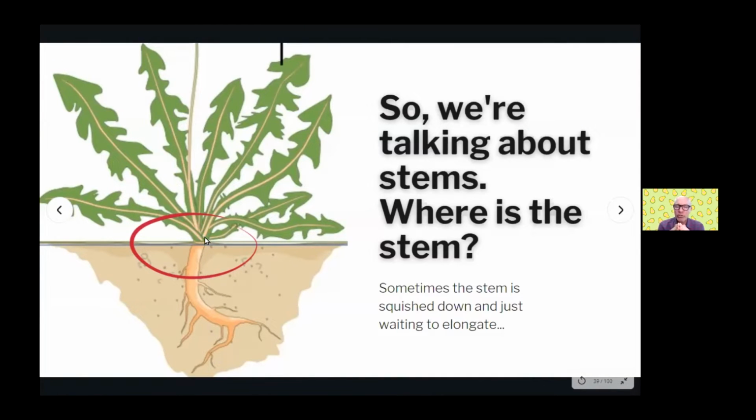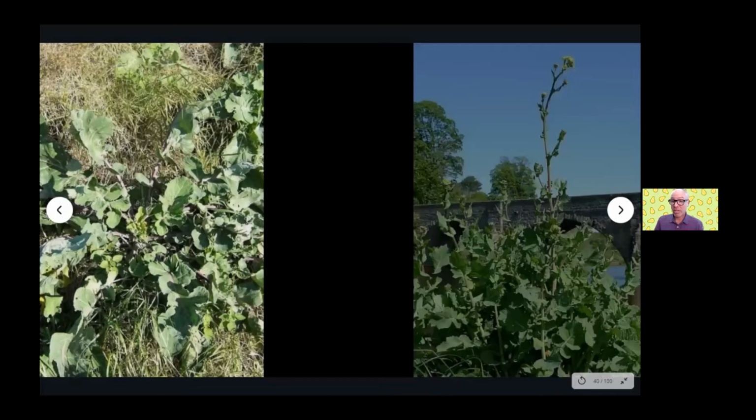Eventually, that little squished up stem is going to elongate. When environmental conditions are just right, that stem is going to elongate. That Brassica oleracea is going to wait until conditions are just right, and it's going to initiate flowering. What are people going to do? We're going to stop that process.